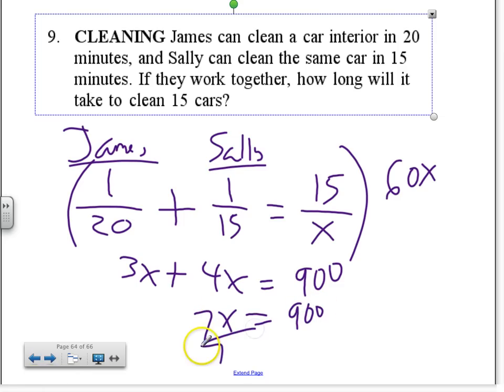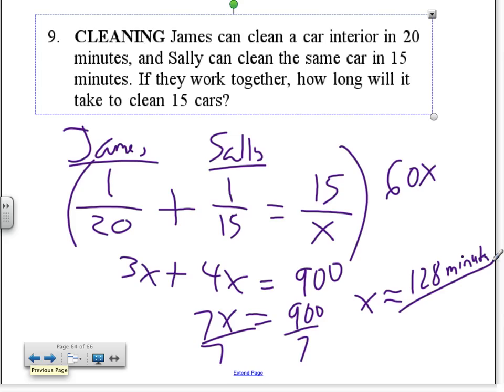900, and you divide it carefully enough. x is approximately 128 minutes. I got 129. Or around there, somewhere. Or maybe you rounded it, right? Around. Okay. But at least it takes them at least 2 hours or more to complete all 15 cars.